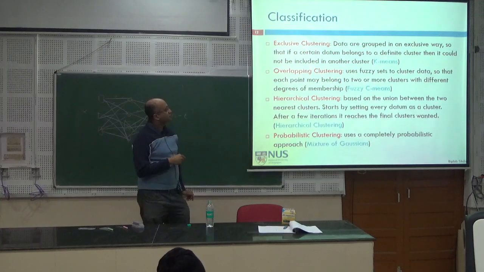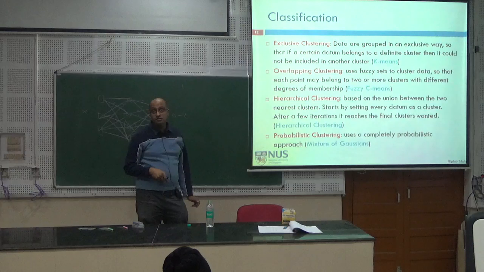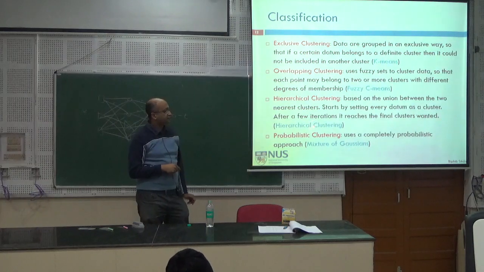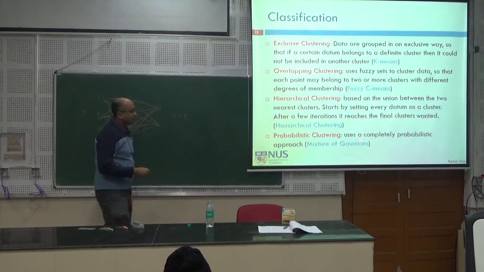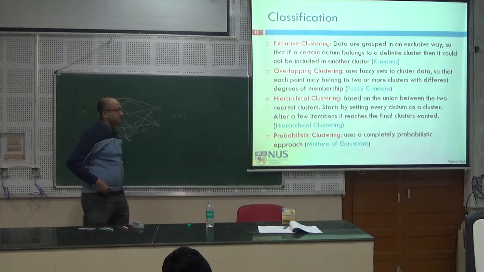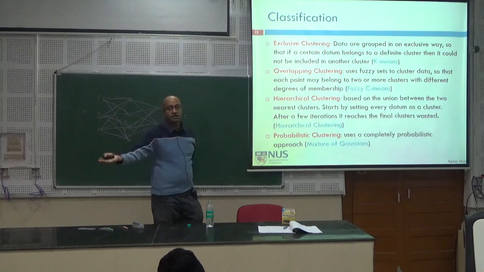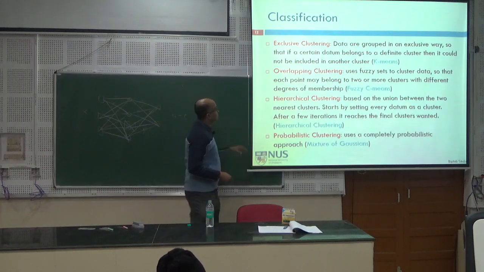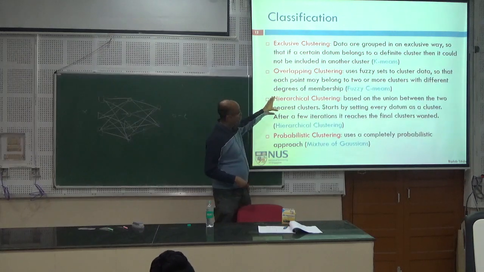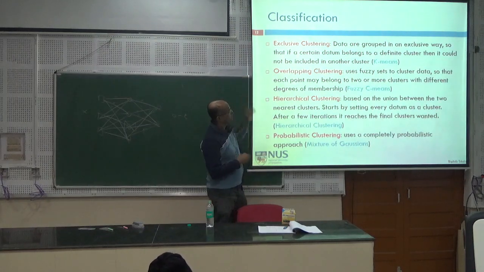Well, one example of overlapping clustering is fuzzy C-means. And for hierarchical clustering, it's just hierarchical clustering. There's no specific name for it. And then there is probabilistic clustering where you say, with this probability you belong to this cluster and so on. So things like mixture models. So what we will do is we will look at these two, which are the most common ones, hierarchical and exclusive clustering.